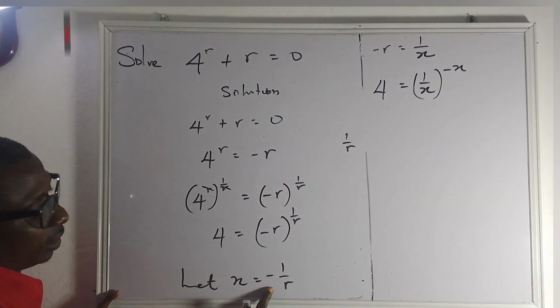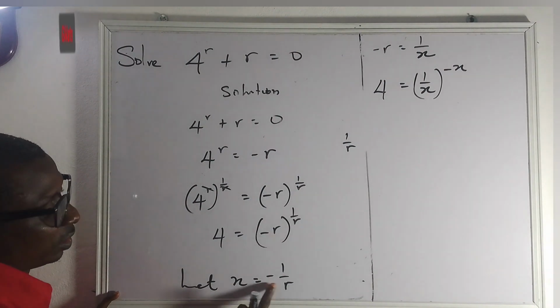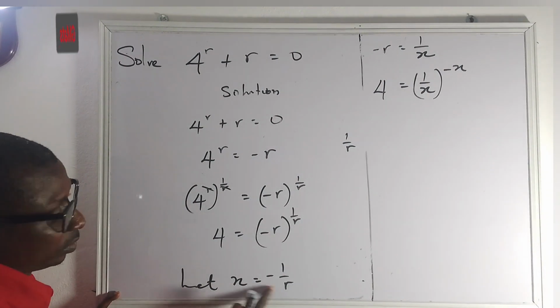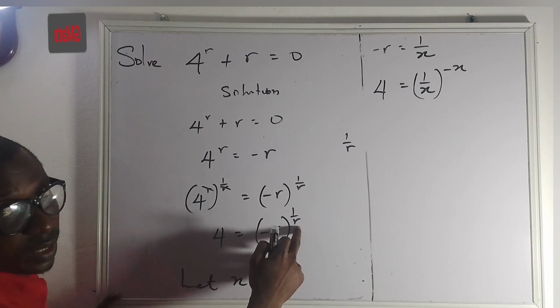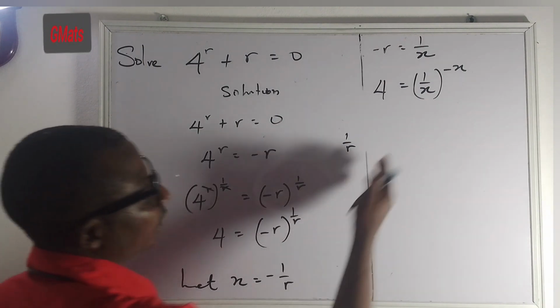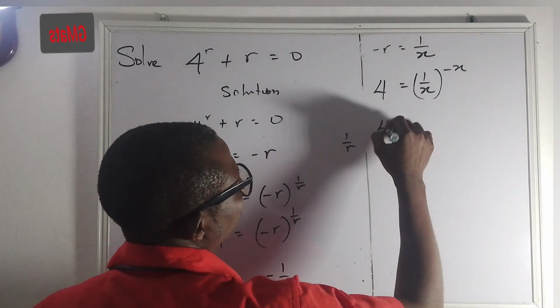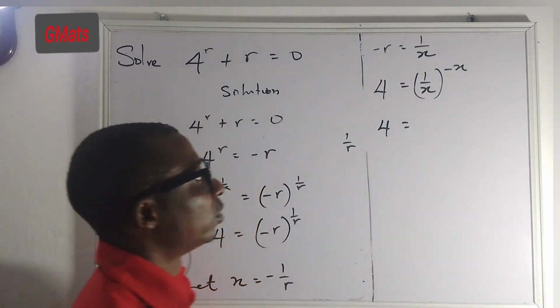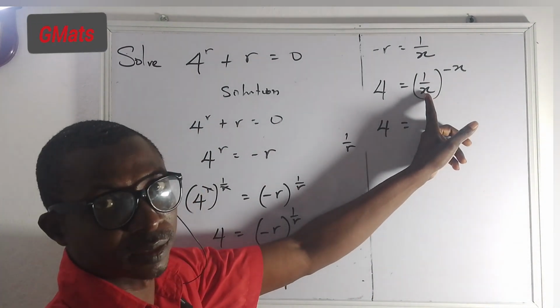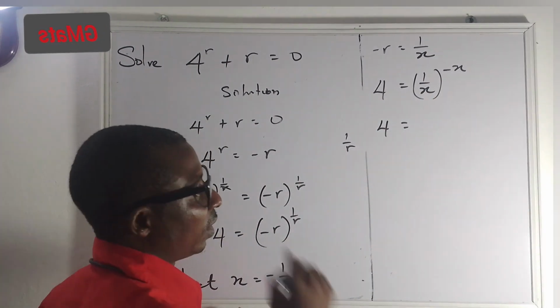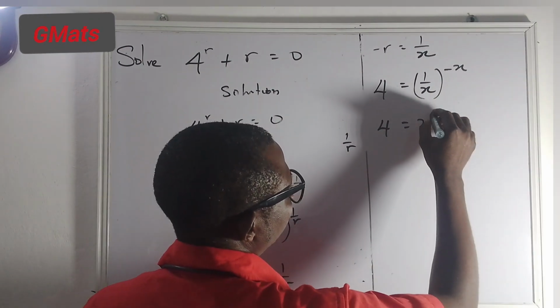So now look at this. When you multiply both sides of this assumption by negative, you have minus x equals 1 over r, which will replace this. Okay, so now we have that. So we have 4 equals, now look here, we have to do away with this negative. So you find the reciprocal of the base, and that gives you x over 1. So x over 1 is the same thing as x raised to the power of x.